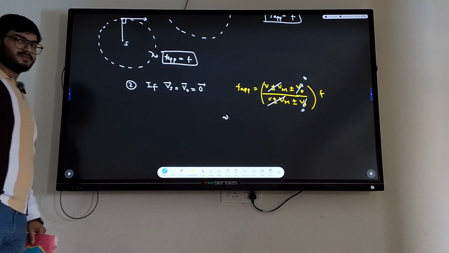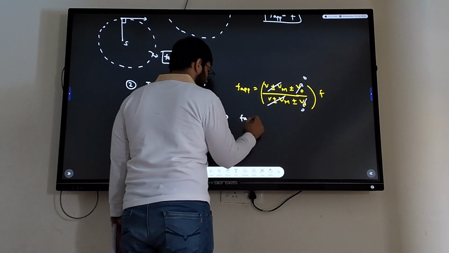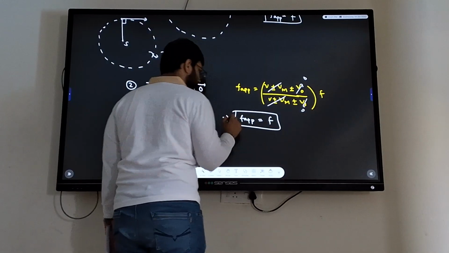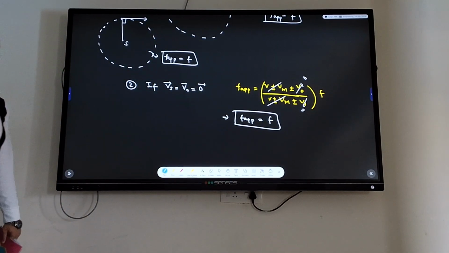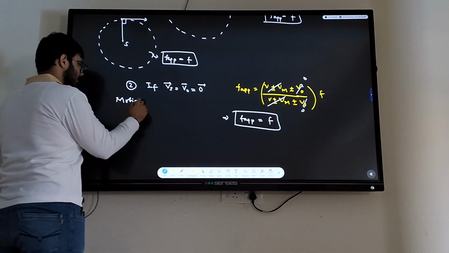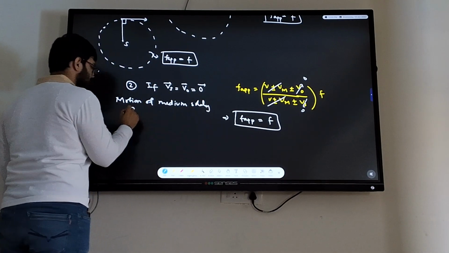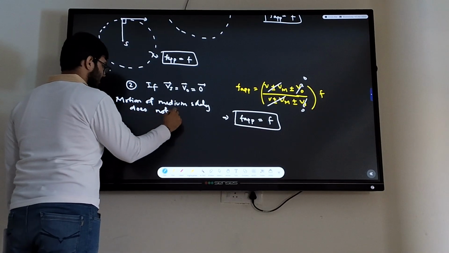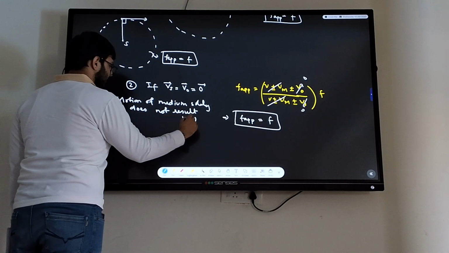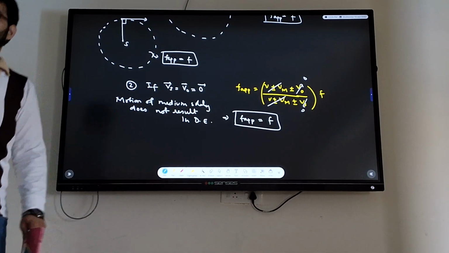Vector, then sign change. I'll tell you. F apparent is equal to F. Do you understand? So only the motion of the medium doesn't make the Doppler effect. So motion of medium solely does not result in Doppler effect. Do you understand this? Yes?